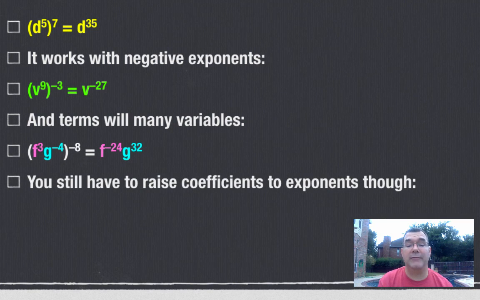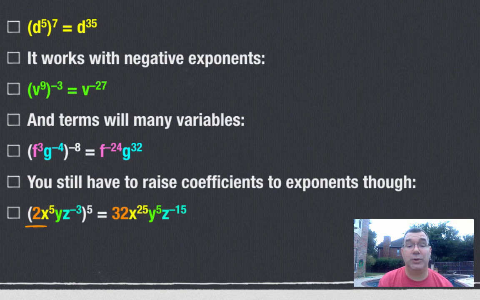Okay? But you still have to raise coefficients to exponents. So for example, if I have 2 times x to the 5th times y times z to the negative 3 all to the 5th, that big 2 at the beginning, that is not going to be multiplied by 5. It's going to be handled the same way I did before I even looked at letters in algebra. So 2 to the 5th is 2 times 2 times 2 times 2 times 2, that's 32. X to the 5th is going to be x to the 5 times 5, which is 25. Y to the 5th is going to be y to the 5th.